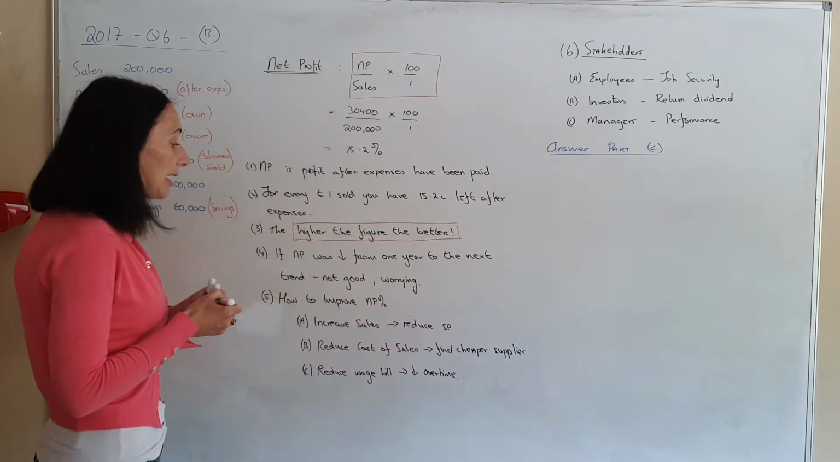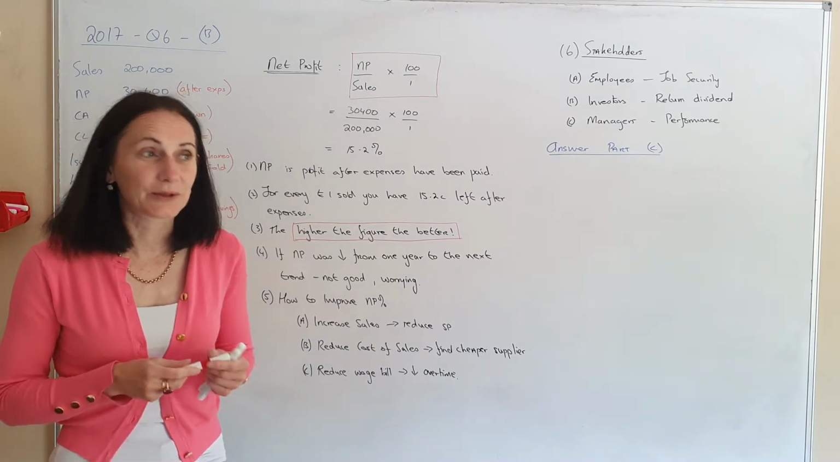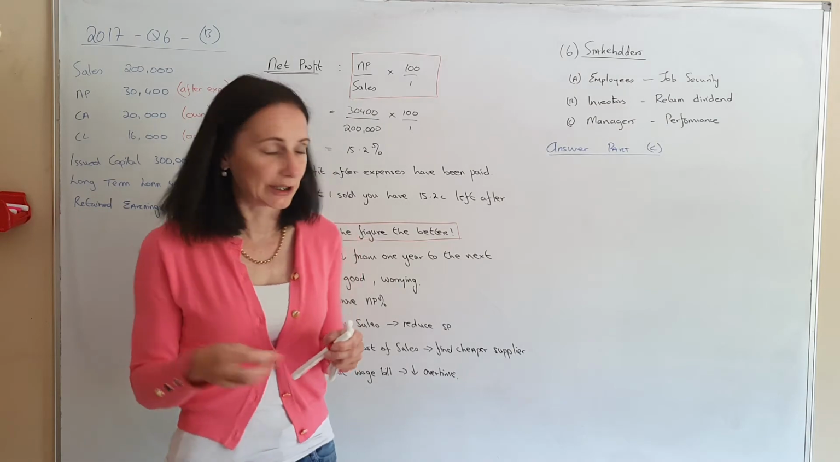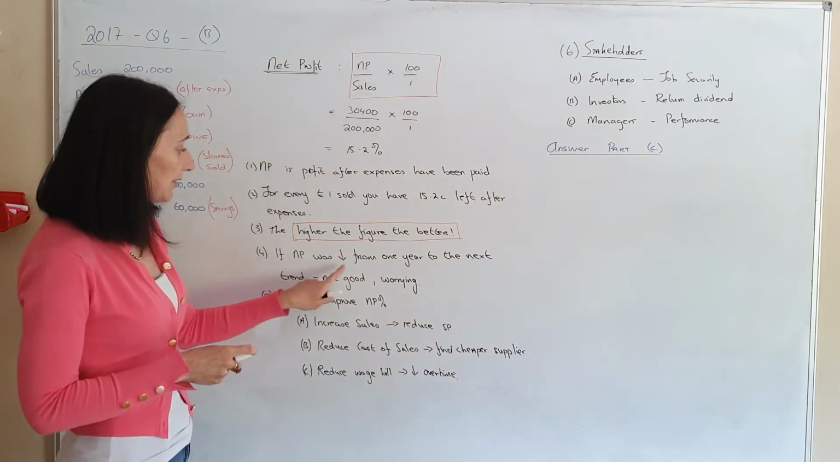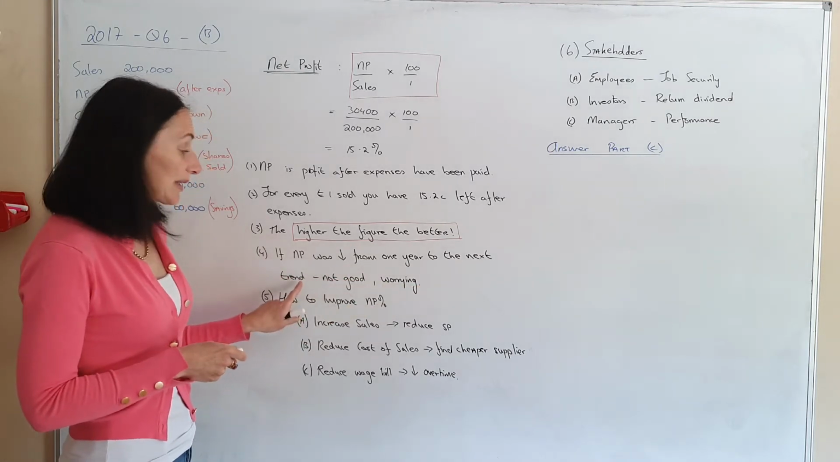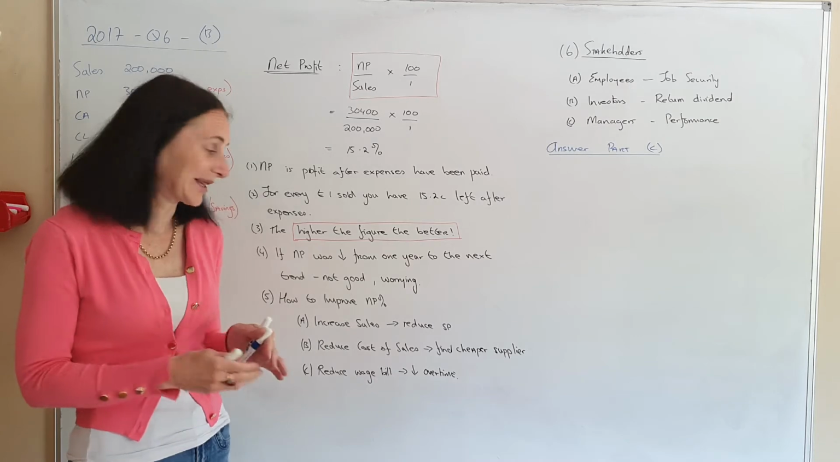Okay. If the net profit was decreasing, a lot of times in the exam, they're going to give you these ratios as being negative because they want you to come up with a solution to the problem. So if the net profit was decreasing from 1 year to the next, you would say the trend is not good and it's worrying. Nobody wants the net profit going down.